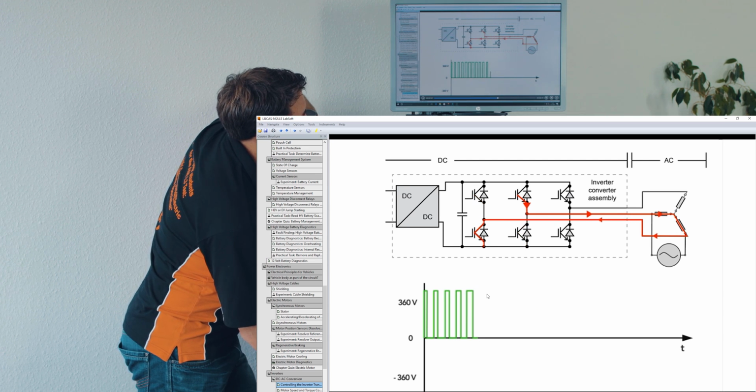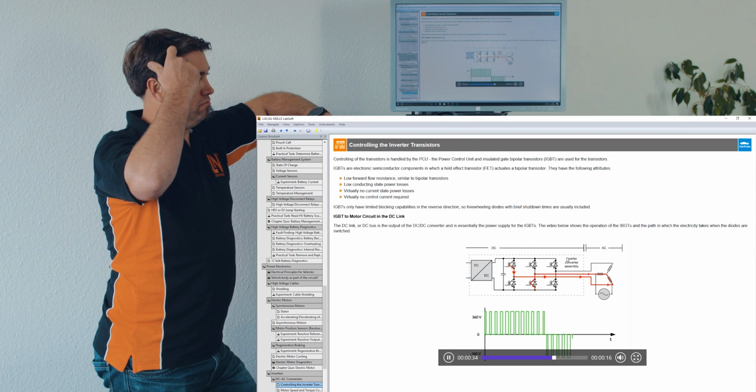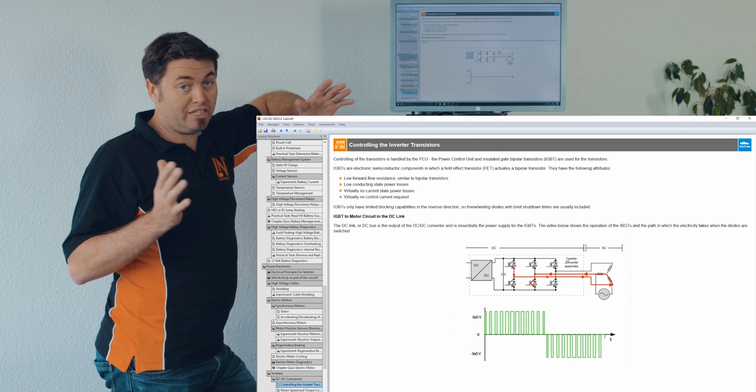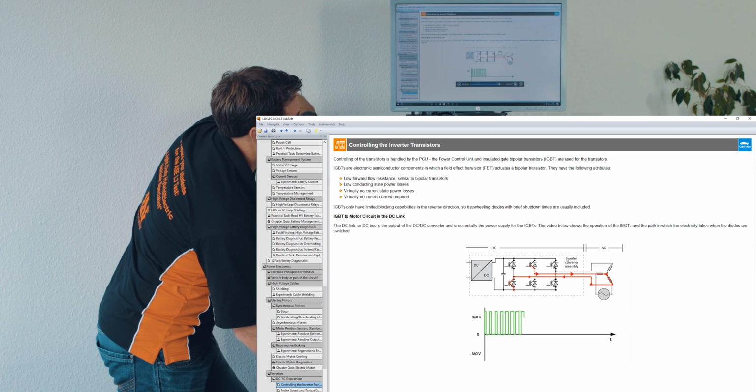Now, of course, that's super simplified. That's occurring in between 8,000 times per second to 16,000 times per second. This switching is occurring, so it's extremely fast.